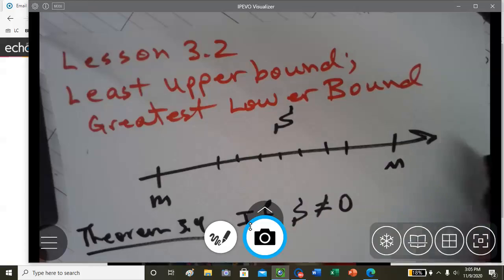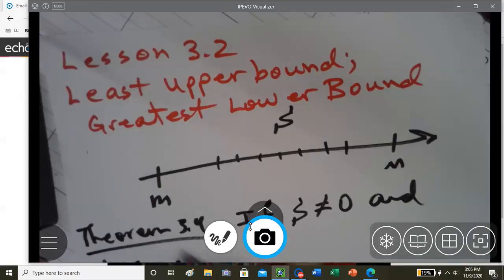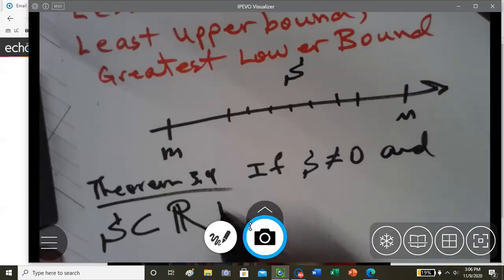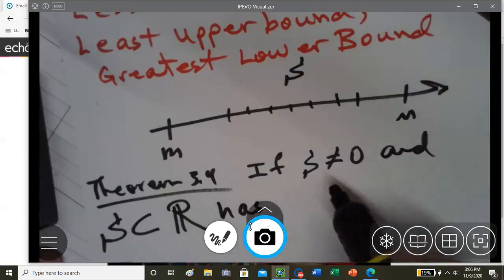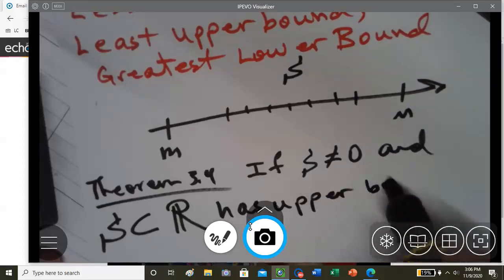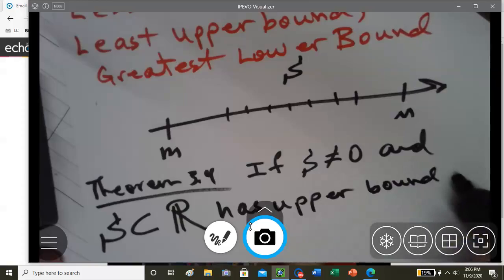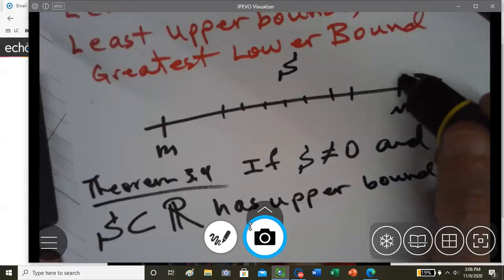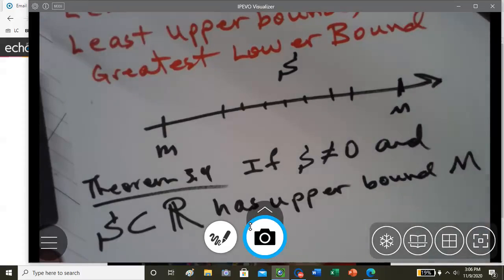Okay. And set S is a subset of the set of all real numbers. Okay. It has an upper bound, we'll give that uppercase M. So this is our upper bound here, M.